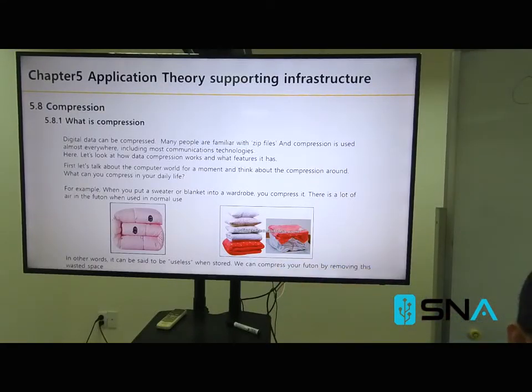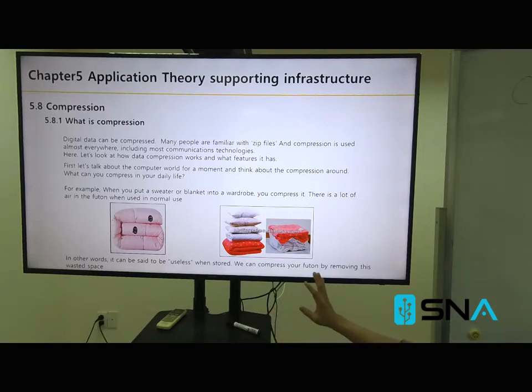5.8 is compression. Compression is somewhat easier. We already did some really various uses. Digital data can be compressed. Many people are familiar with it. We already use zip files, and more compression. Zip archive applications are used almost everywhere, including most communication technologies.